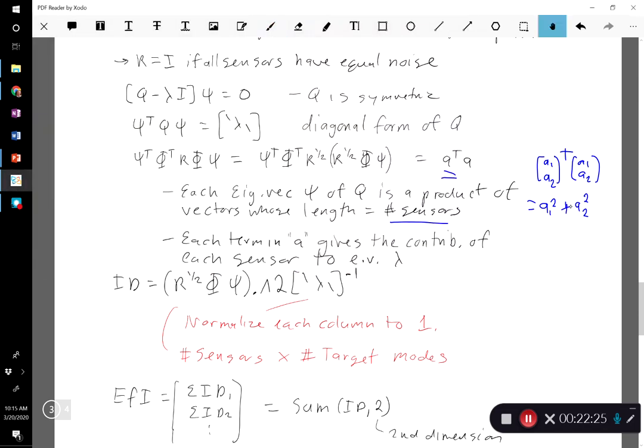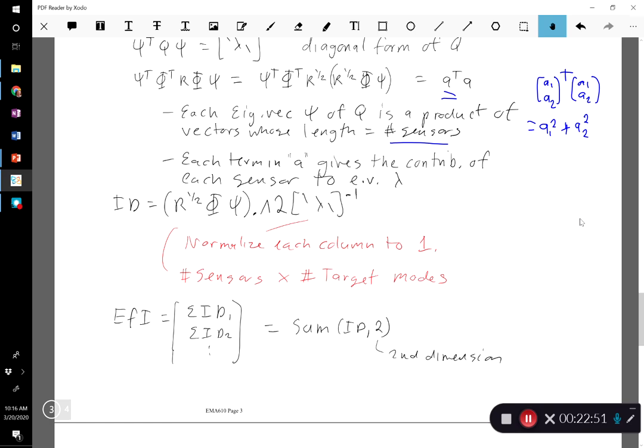So if we want to maximize the product, we can see how each sensor contributes to that sum. And so we can keep the sensors that have large values, large contributions. They're all positive contributions, and we can throw out sensors that are near zero. So this finally leads to the effective independence metric, this variable ID, which is that vector that we defined above.